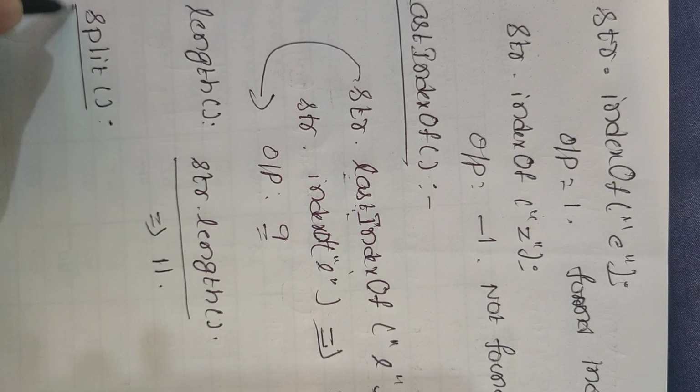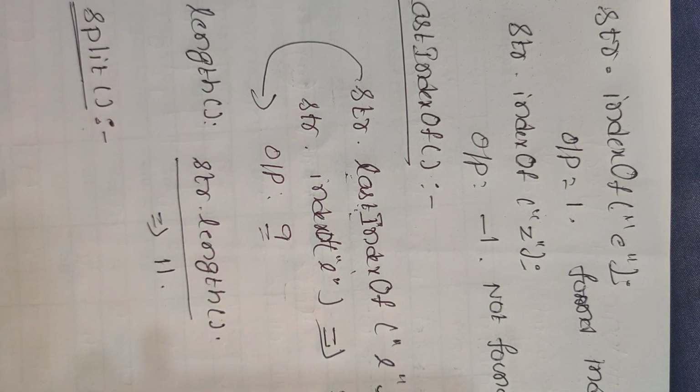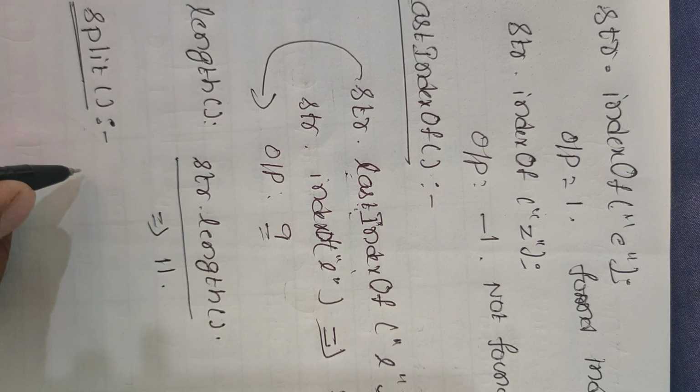It is a method. Split is also another type of method. By using this method we can take one simple example. The split method is used to split a string into an array of substrings and returns the new array. So we take the simple syntax like this one.